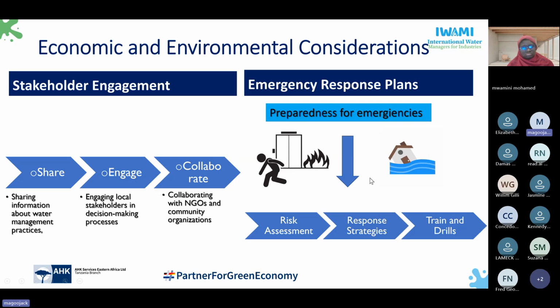But how? The first one is, you need to assess the risk. We should be in a good position to see what kind of risk can occur. The second one is response strategies. In the case of flood, what are the responses that I should be able to take? And the last one is to train, especially the workers within the industries. You should train them. You should make them aware of all aspects of the responses that they should take once a certain emergency arises.